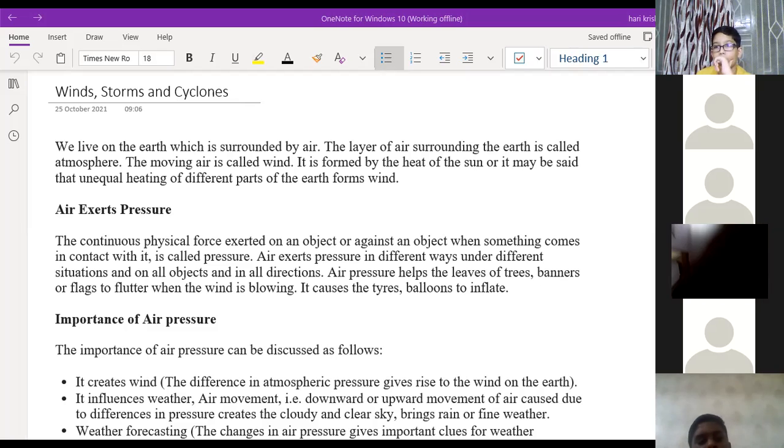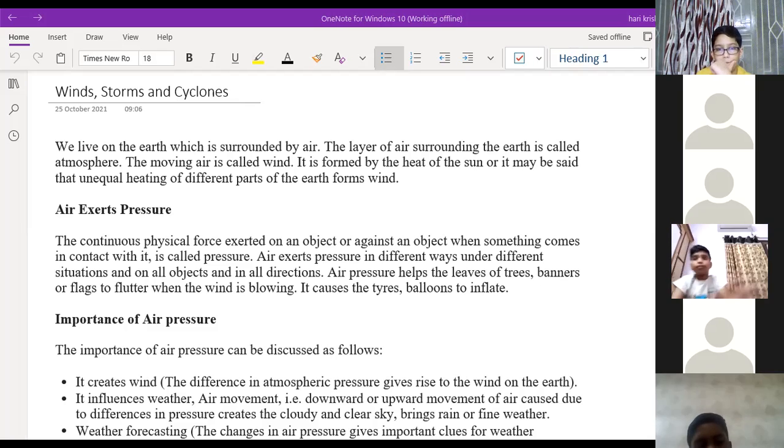Okay. So it also causes the tires and balloons to inflate. What is the meaning of inflation? Like when the air is filled in, inflating a balloon, for example. Inflating a balloon. Okay.